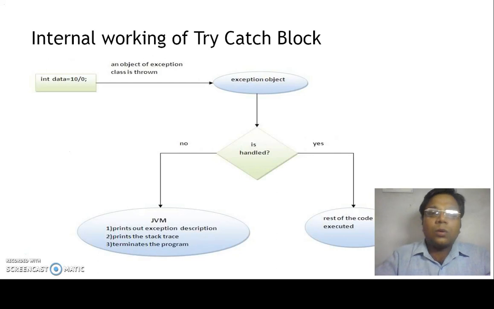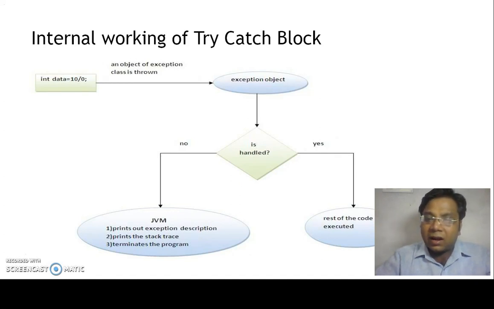Now, how does a try catch block work? What is the internal working of a try catch block? Suppose that if we divide a number by 0, then this will throw an exception, an object of the exception class. Then the exception class object will come into our program.